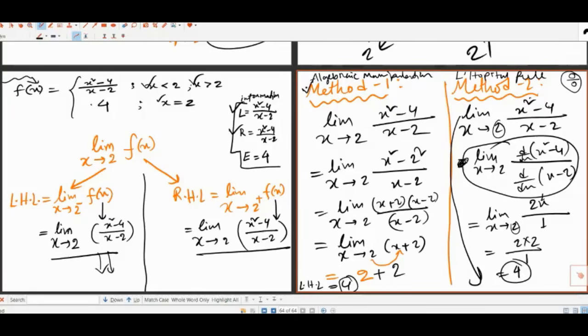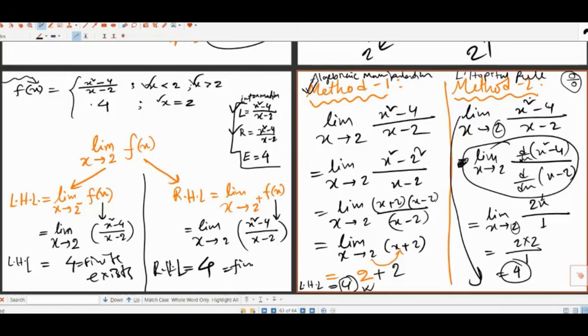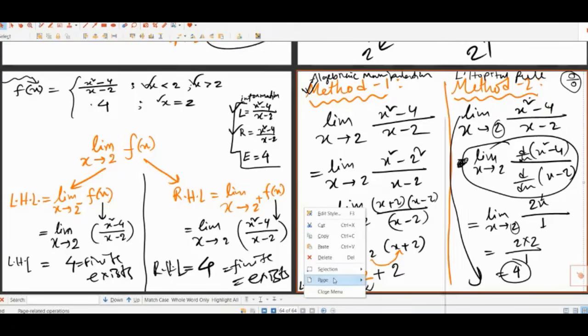But for now, you are familiar with algebraic manipulation, and by algebraic manipulation we have found 4. So what is the value of the left hand limit? It's 4. The right hand limit? It's also 4. So the left hand limit is finite and exists. The right hand limit is also finite and exists. And the left hand limit and right hand limit are both equal. So the overall limit exists.